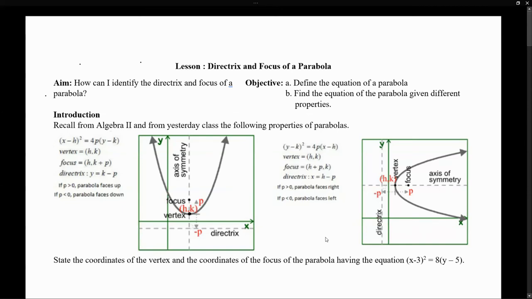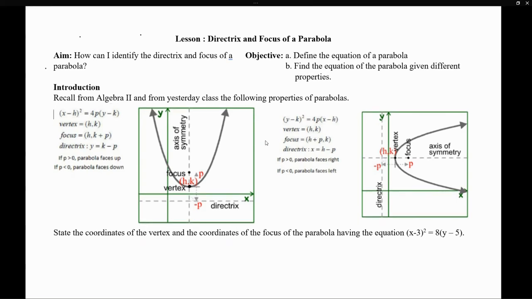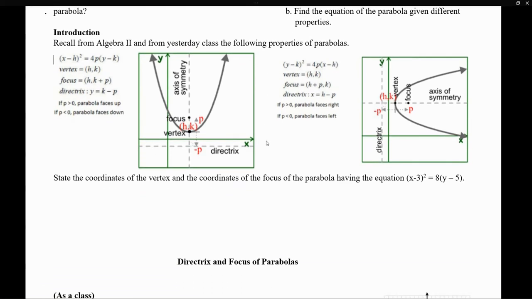Welcome. In this video, we're going to concentrate on the directrix and the focus of a parabola. So let's get started. But before we go into detail, let's just review some ideas that we have discussed previously.